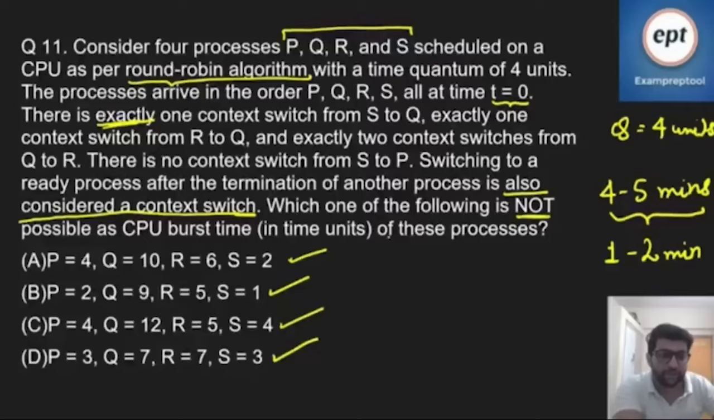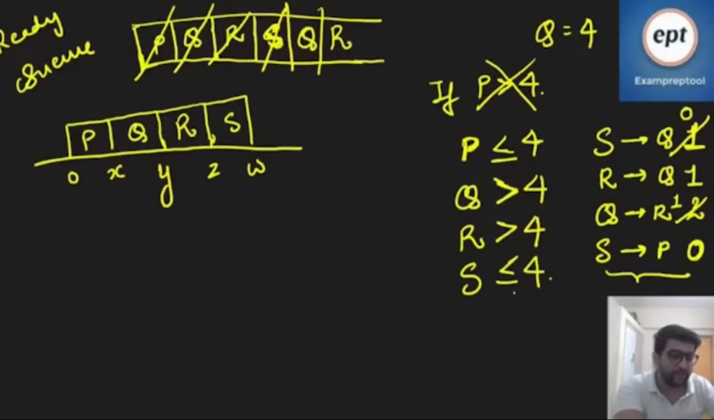We are done with the process P and we are done with the process S, right? However, the burst time of Q and R can be greater than 4. It can be greater than 8 also. Let's just solve it further down. So the next process to be executed is the process Q, right? So we know that there is one context switch left from R to Q.